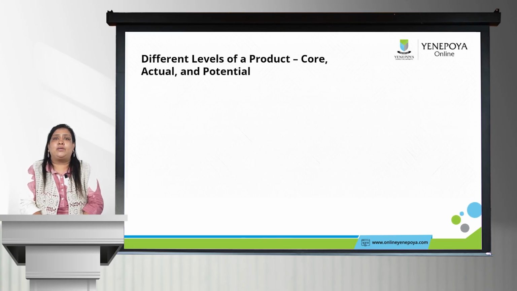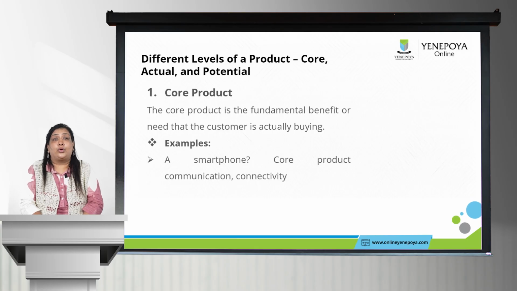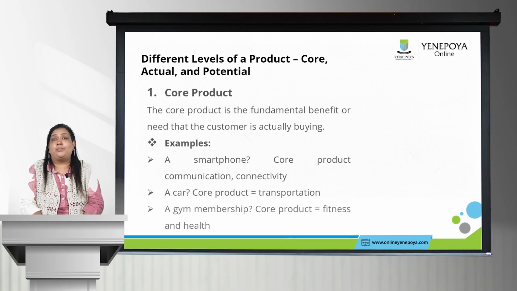Let's break down the three levels of a product: core, actual, and augmented or potential. The first is the core product, the basic need. The core product is the fundamental benefit or the need that the customer is actually buying. It's not the physical thing, it's what the product does for the customer. Examples: a smartphone, core product equals communication and connectivity. A car, core product equals transportation. A gym membership, core product equals fitness and health. A tip: customers don't buy products, they buy solutions.